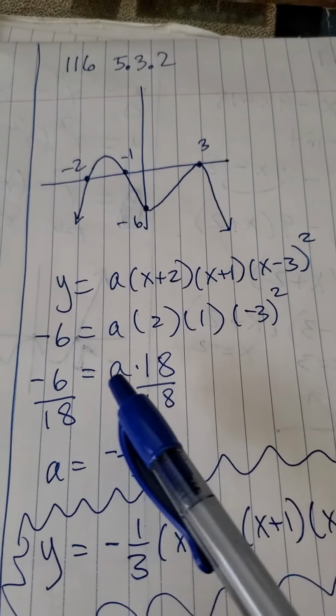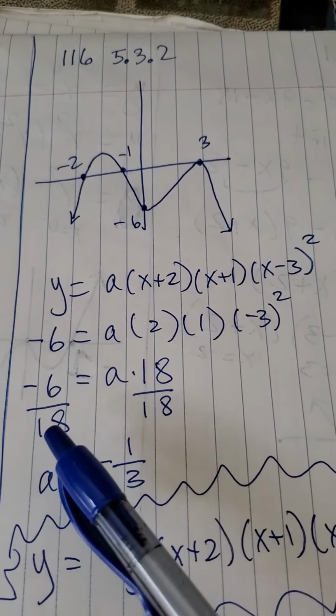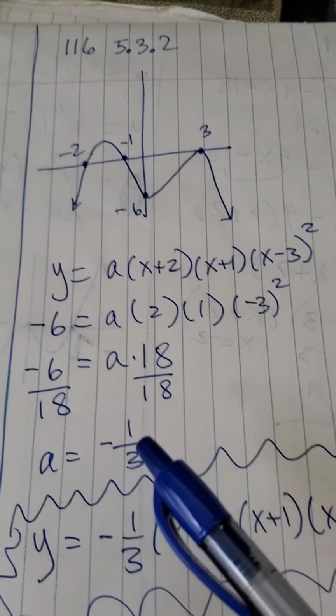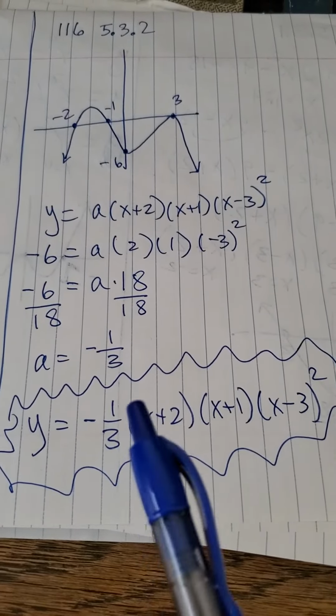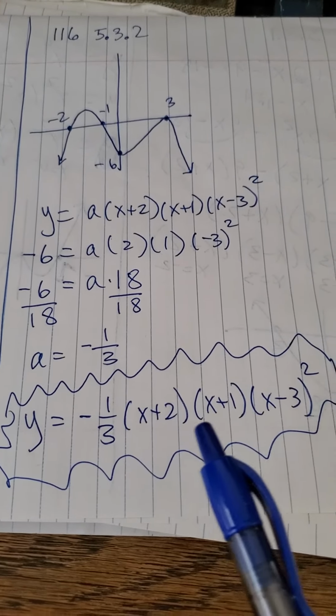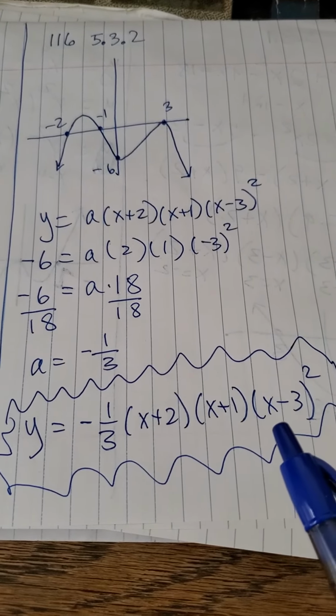So -6 is equal to 18a. Divide everything by 18, I get a equals -1/3. And my final equation is y equals -1/3, x plus 2, x plus 1, x minus 3 squared.